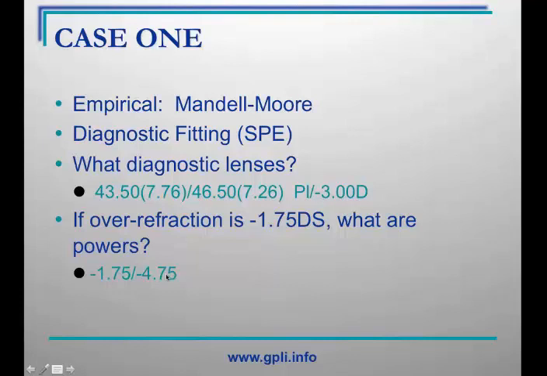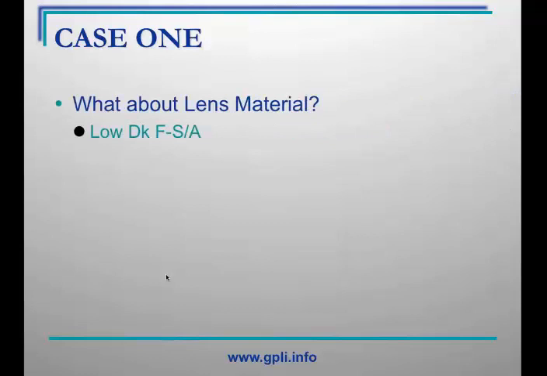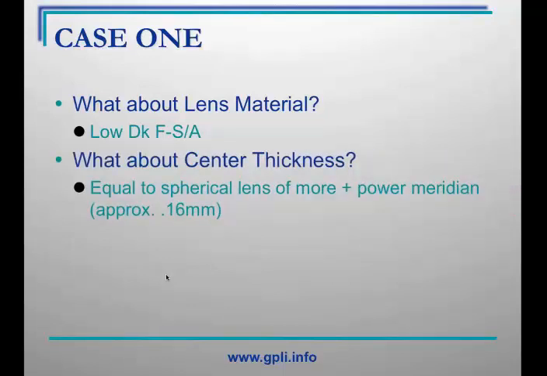What about lens material? Whatever material you prefer for patients like this. In this case, we went with a low Dk fluorosilicone acrylate. What about center thickness? Well, it'd be equal to the spherical lens of the most plus power meridian, so probably about 0.16 millimeters. And keep in mind, this is really Torix 501. If you provide the base curve radii and powers to the lab, they can manufacture a very good bitoric lens for you.